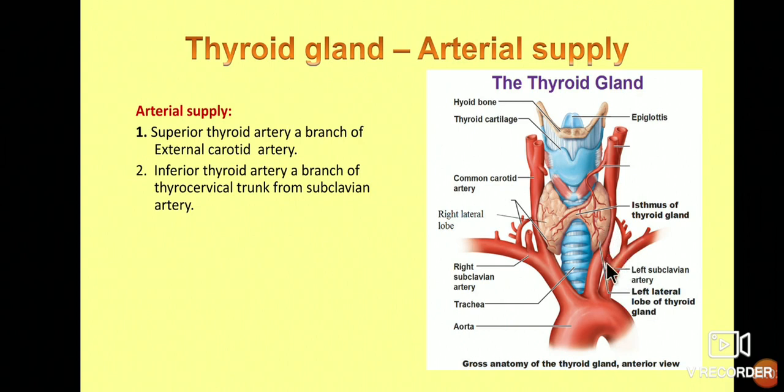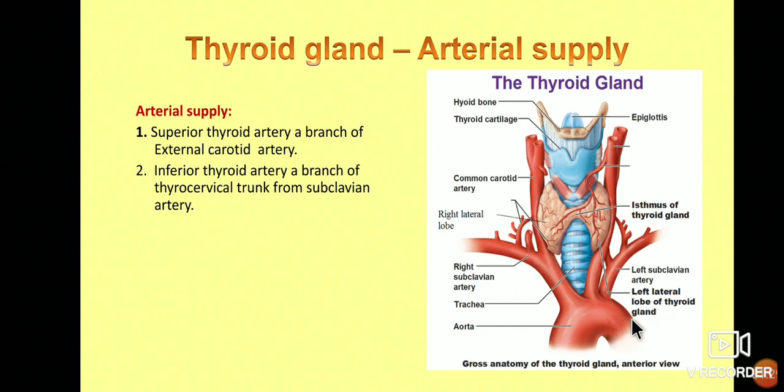We have already discussed the suprascapular and transverse cervical arteries in the posterior triangle, the lower part of the posterior triangle, that is the supraclavicular part. We discussed the subclavian vessels, the third part of the subclavian vessels, and branches from the thyrocervical trunk. So the next artery is the inferior thyroid artery, which is a branch from the thyrocervical trunk.